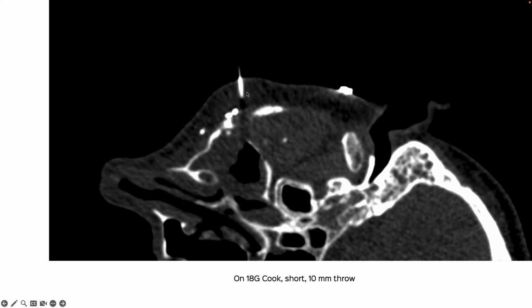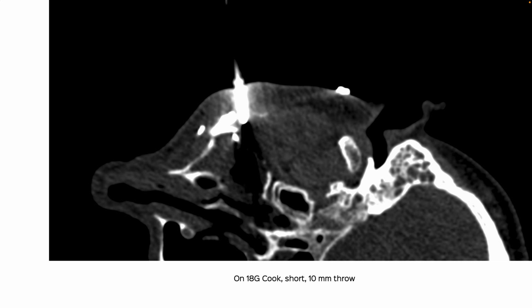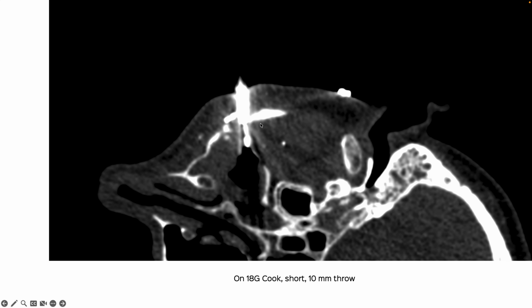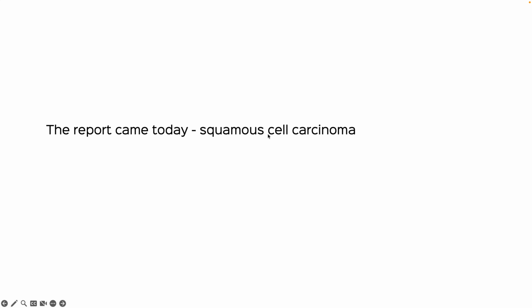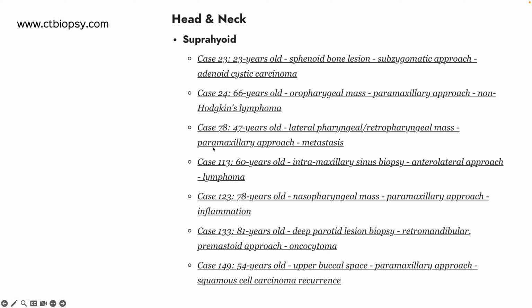I used an 18 gauge Cook short, that 5 centimeter, 10 millimeter throw, just placed the cannula here, deployed the gun, took about 6 cores. I think the whole procedure took about 7 minutes or so, and that was it. And the reason I put this up is because a report came a couple of hours ago, and it's squamous cell carcinoma.